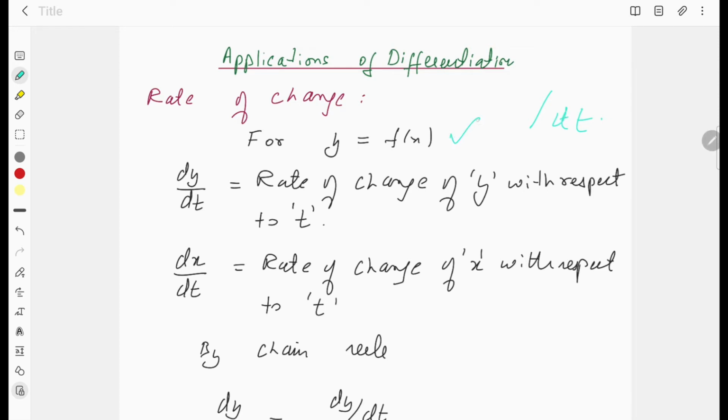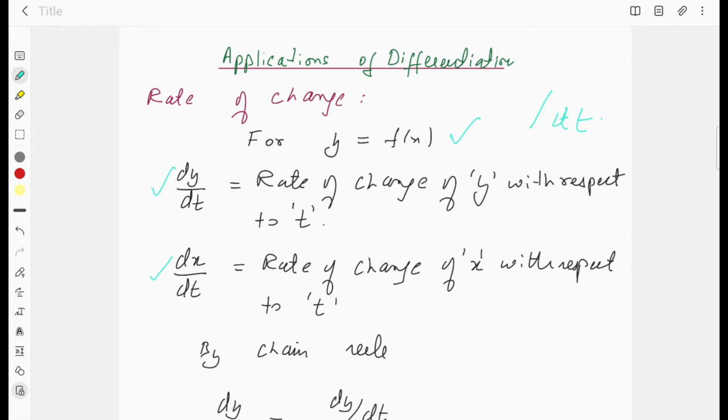Suppose y equals f(x) is your curve, then dy by dt is the rate of change of y with respect to t, and dx by dt is the rate of change of x with respect to t. Likewise we can have dv by dt, dr by dt, there could be other variables as well. But rate always stands for something over dt.